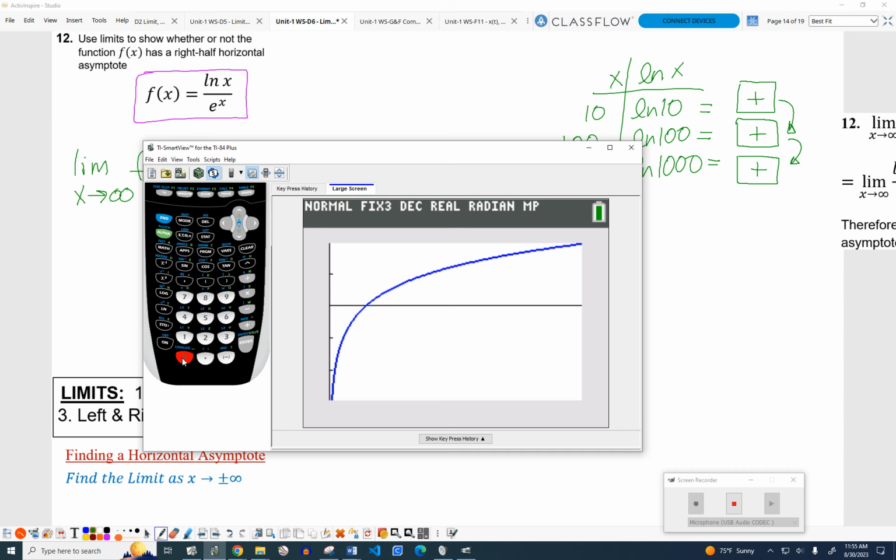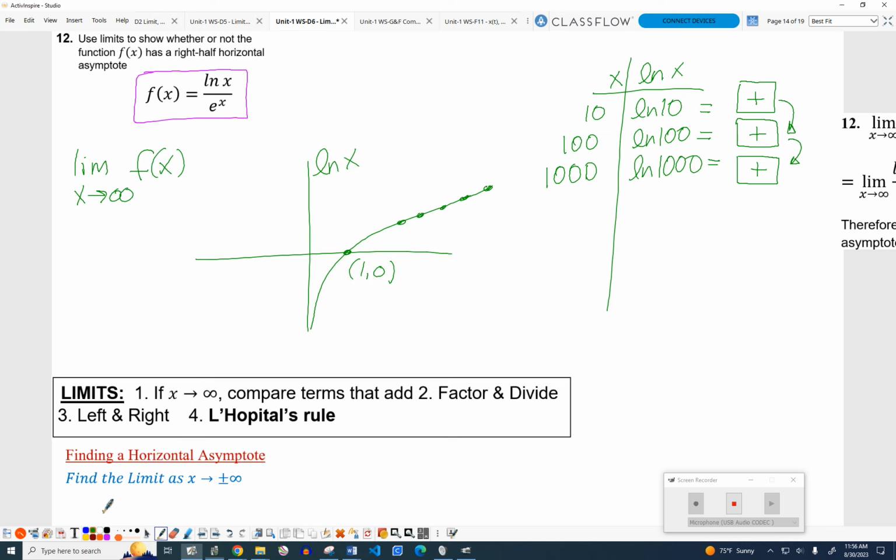Does that mean it has a horizontal asymptote? All we know right now is what's happening to the top. We have to compare that to what's happening on the bottom. So 2 more for Andrew. Hands up. What's the trend on the bottom? If you make another table.